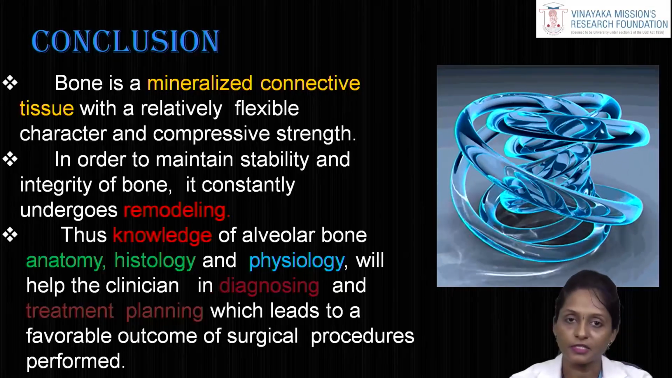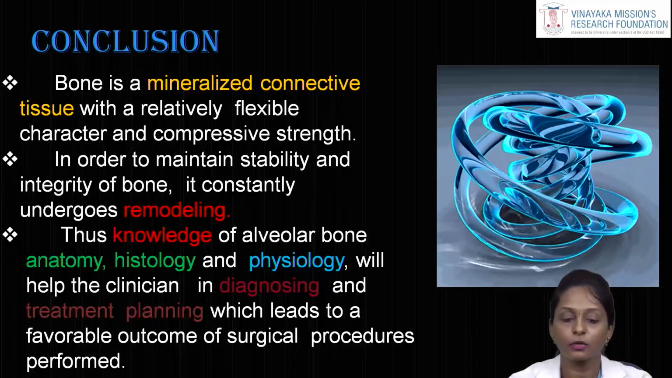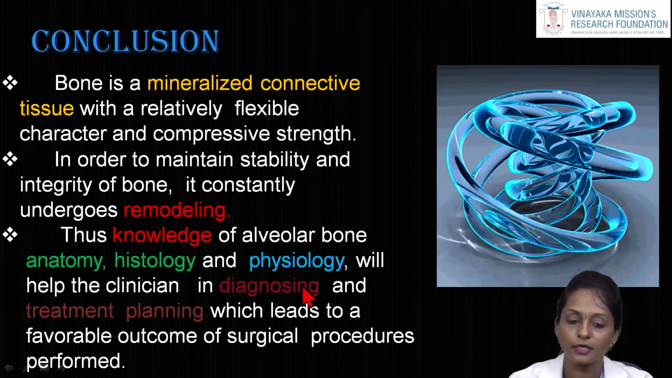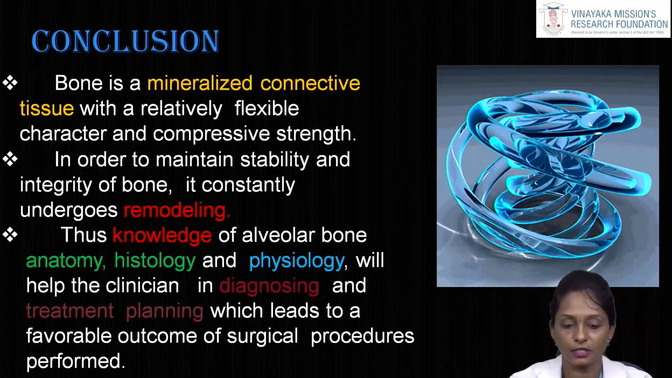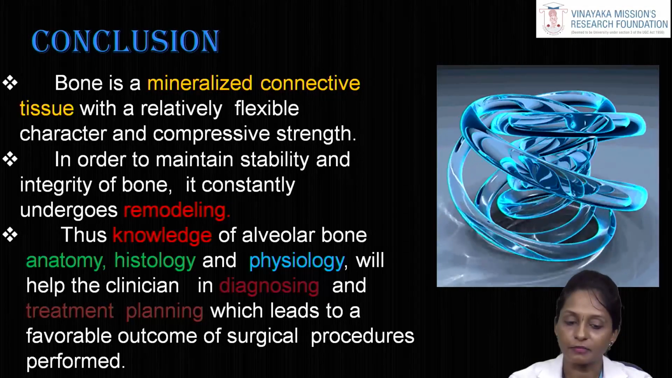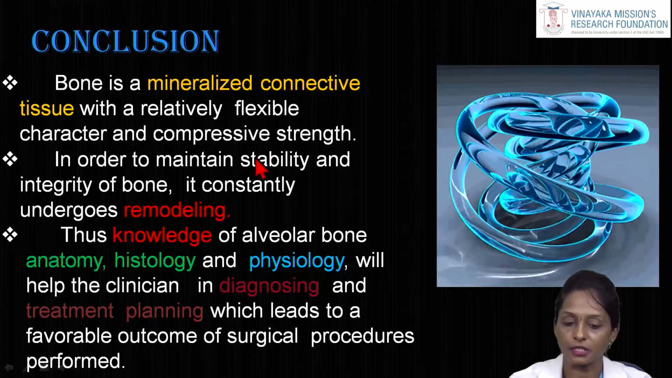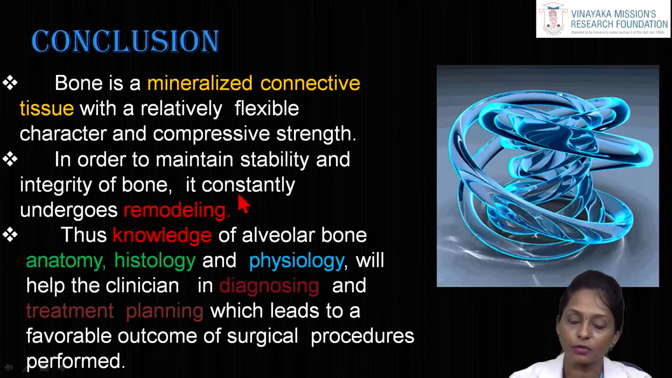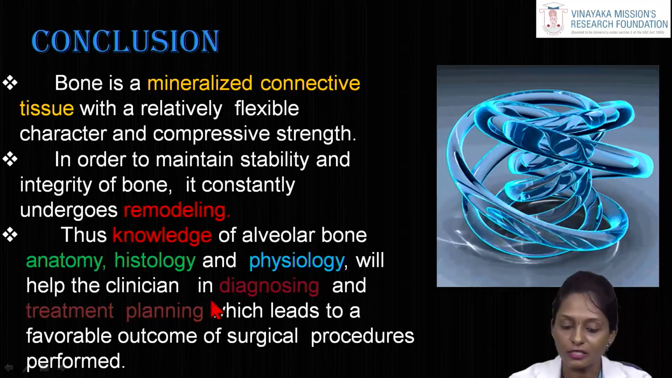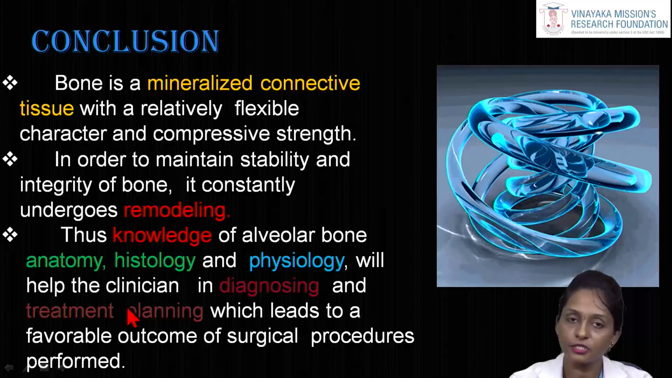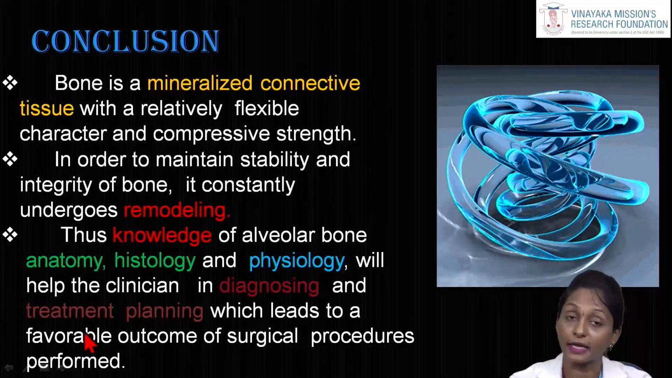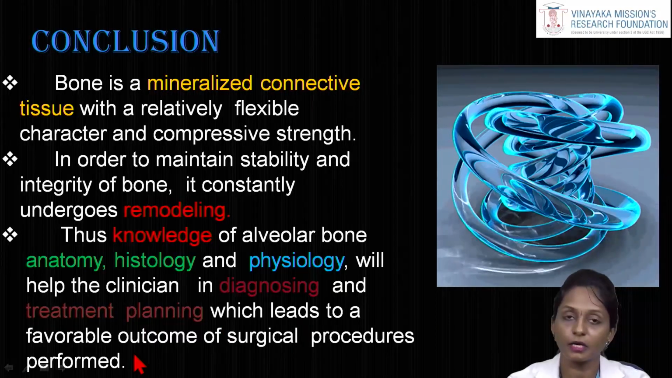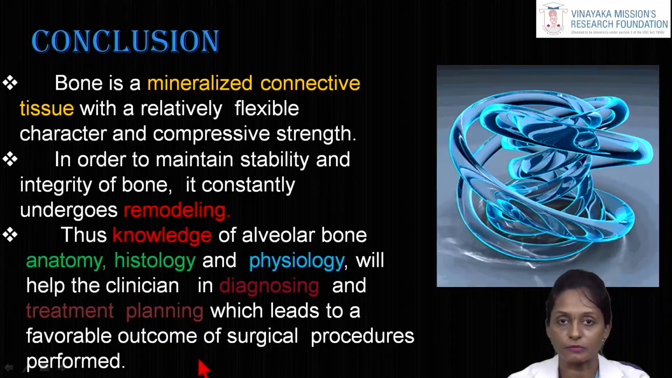At the end of this lecture you should know the anatomy, histology and physiology of the alveolar bone. Bone is a mineralized connective tissue which is relatively flexible and has compressive strength. In order to maintain the stability and integrity of the bone, it constantly undergoes remodeling. So with all this knowledge, it helps the clinician in diagnosing problems and in treatment planning, which leads to a favorable outcome of the surgical procedures performed.